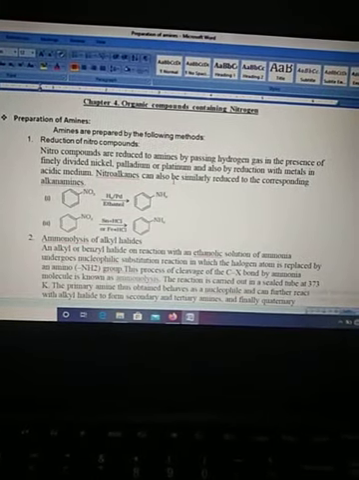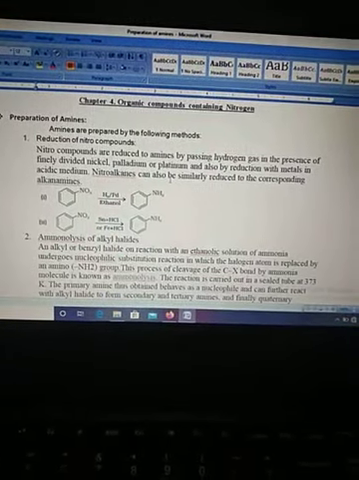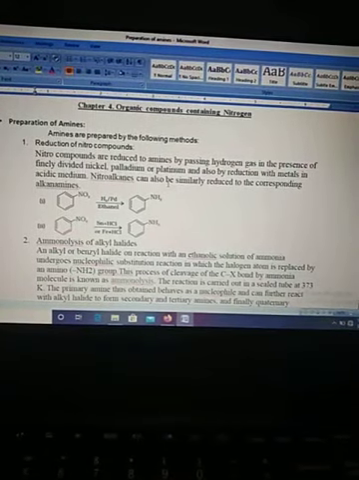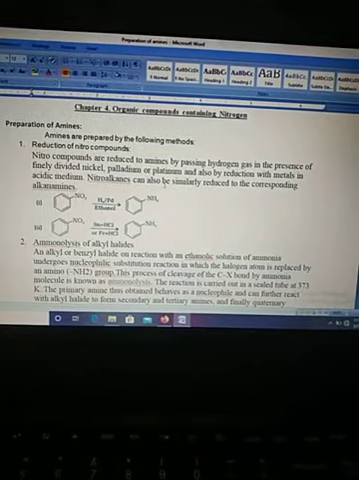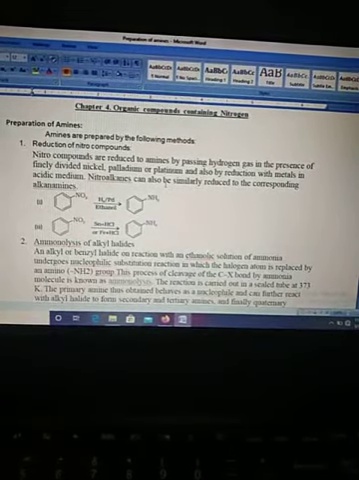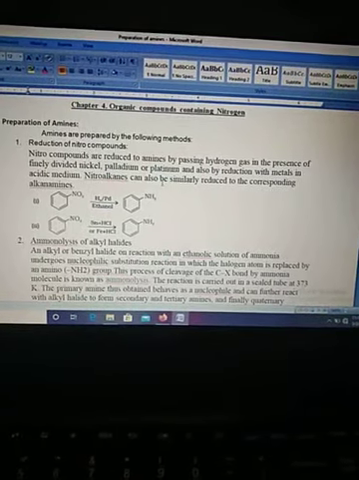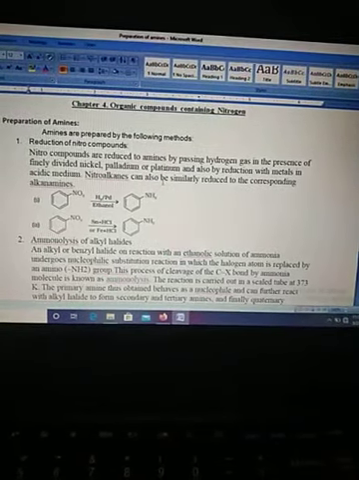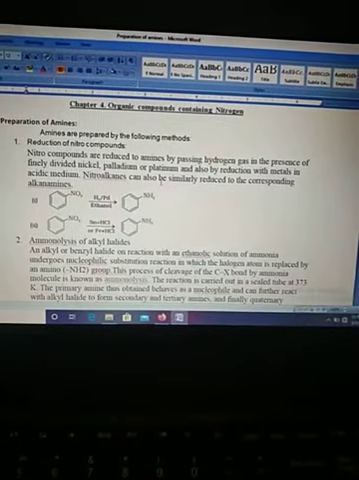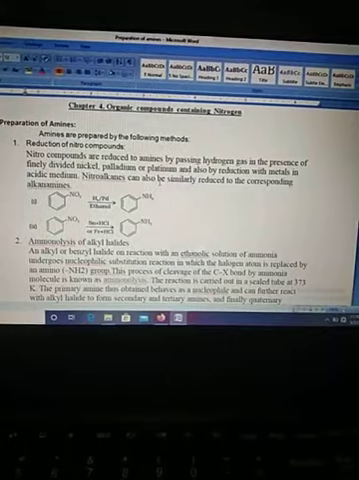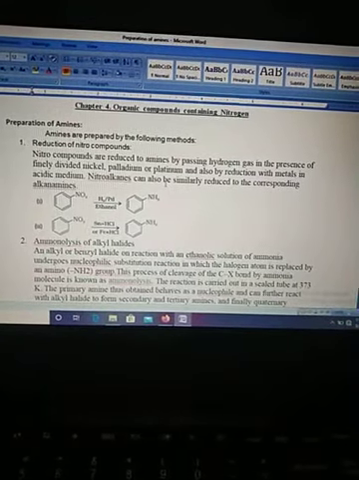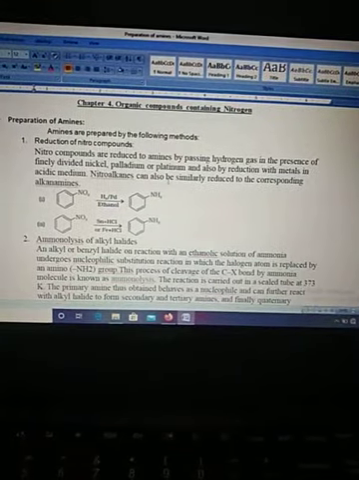In our last class, we studied the chapter Organic Compounds Containing Nitrogen, and in our first class, we came to know about the classification of nitrogen containing compounds. It can be classified into primary, secondary, and tertiary based on the nature of the carbon atom the nitrogen is attached to. After that, we saw the IUPAC naming of amines. Today we'll see the preparation of amines, the different methods of preparation of amines.